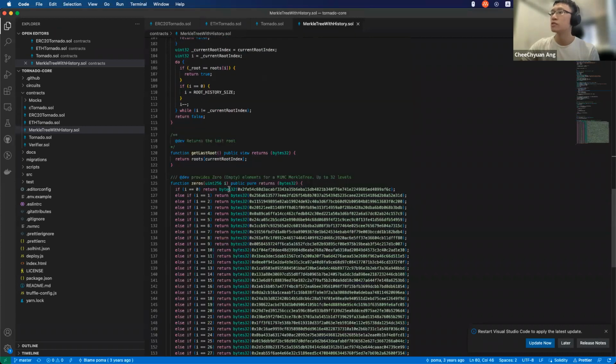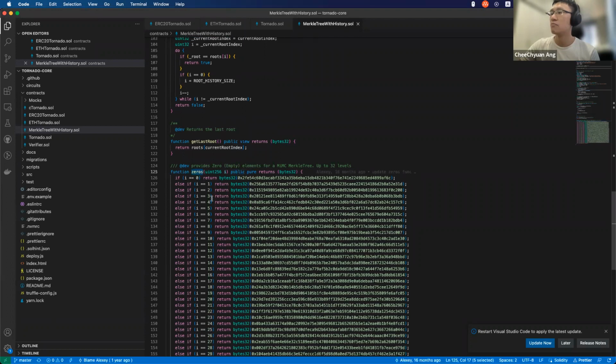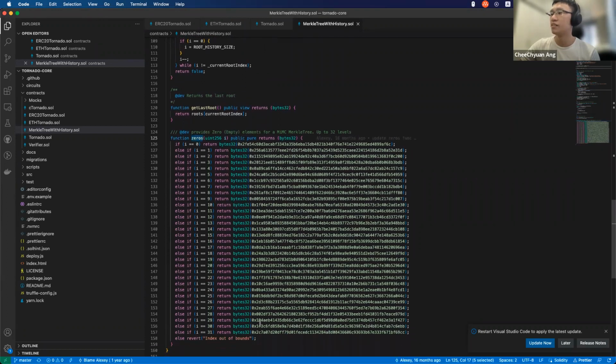So there you go. There's this zero function that defines the value when the node is empty at a specific level. At the lowest level it is 2C7A blah blah blah, and the highest level is 2F blah blah blah. I basically copied these three values and put them into my slides.